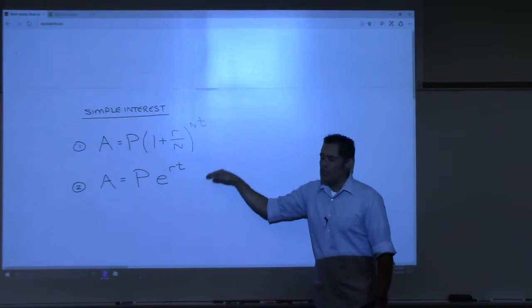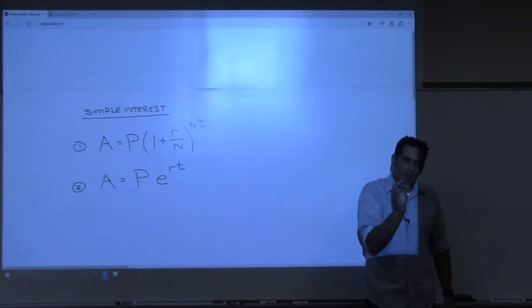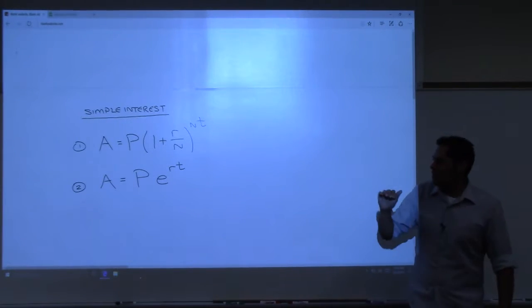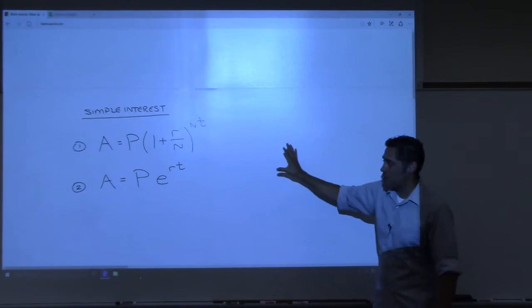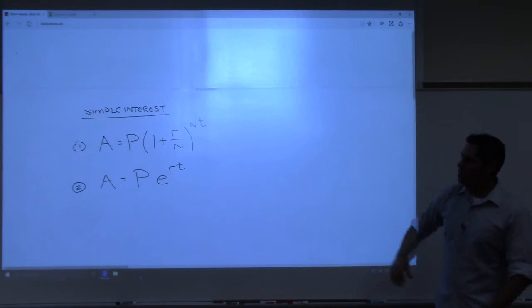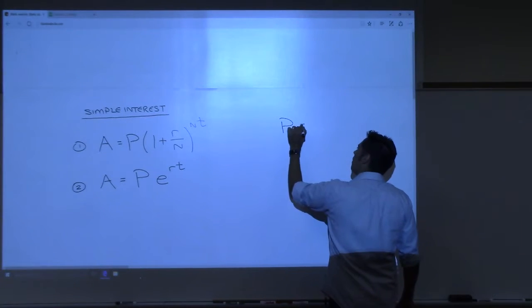Now, when you use these formulas, there's one little piece of the wording that tells you which formula you're going to use. But I need to identify what all these letters are because it looks a little bit overwhelming, right? So let's first start out with what the P represents in both formulas.